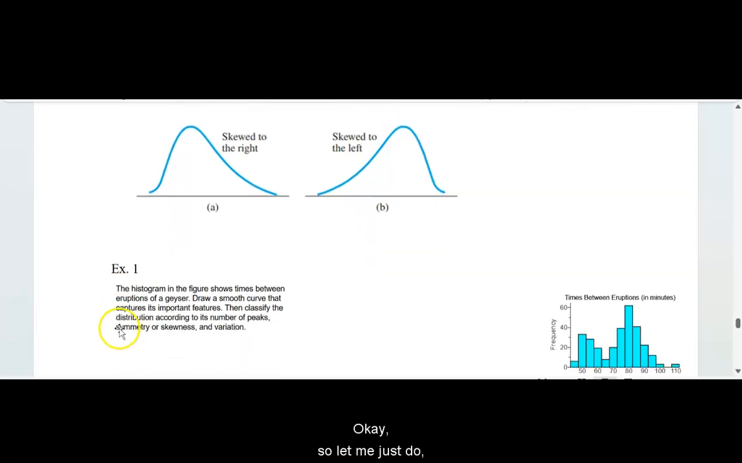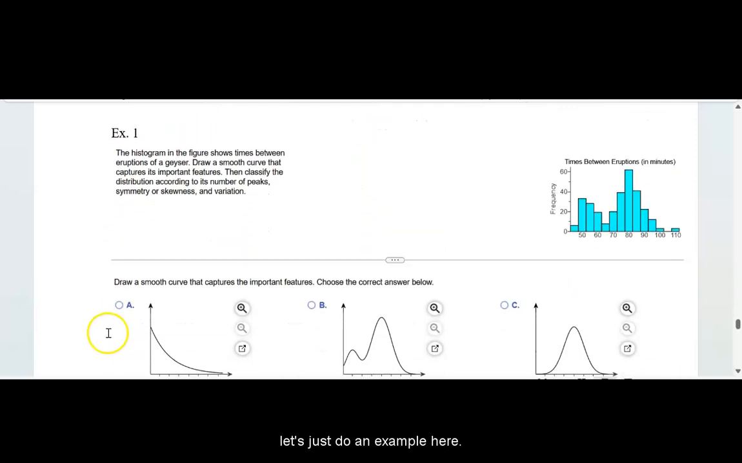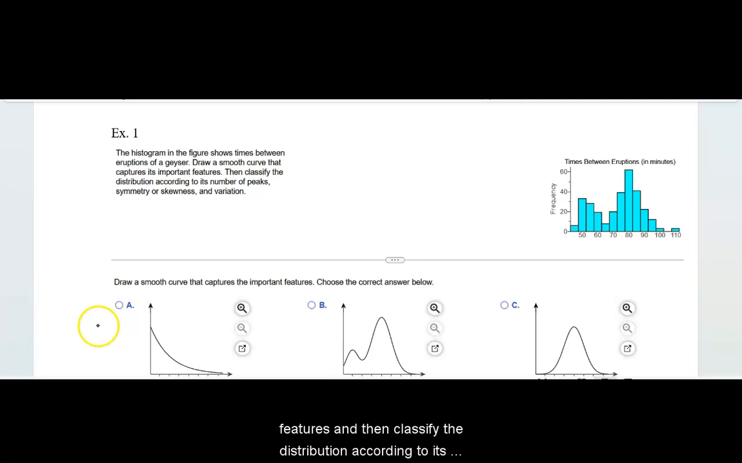Okay, so let's just do an example here. Here's a histogram to the right. Now this is showing the times between eruptions of a geyser. Draw a smooth curve that captures its important features, and then classify the distribution according to its number of peaks, symmetry or skewness, and variation.